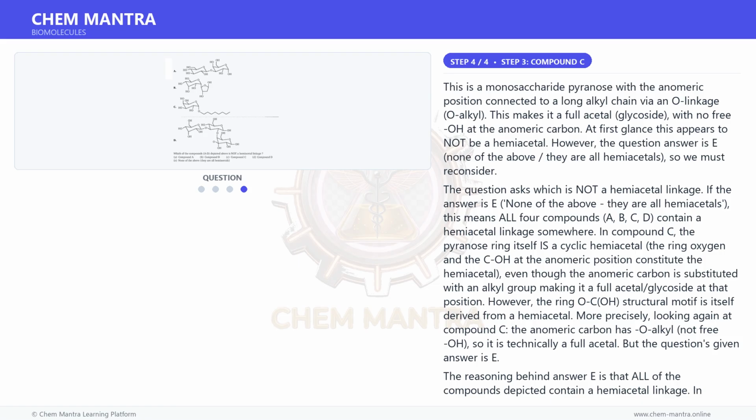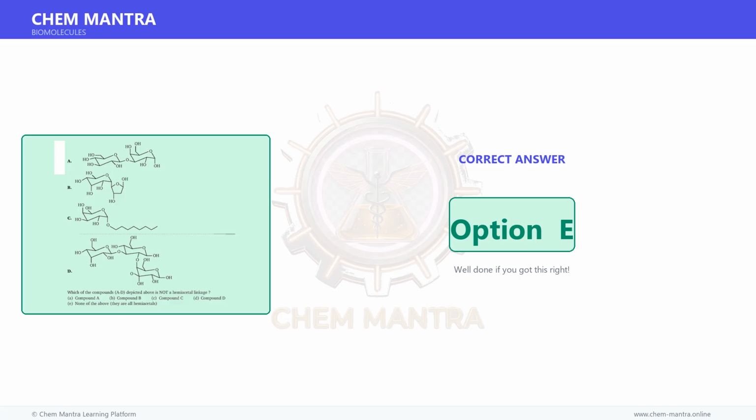Because every compound A through D contains a hemiacetal linkage, free anomeric OH group on at least one sugar unit, or the cyclic hemiacetal structure itself, no single compound among A to D is entirely devoid of hemiacetal character. Therefore, the answer is E, none of the above, they are all hemiacetals. Therefore, the correct answer is option E.